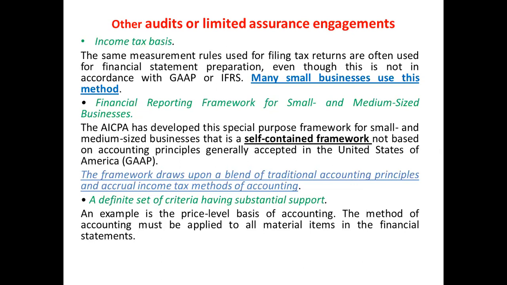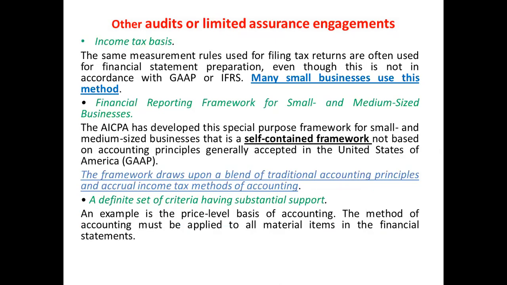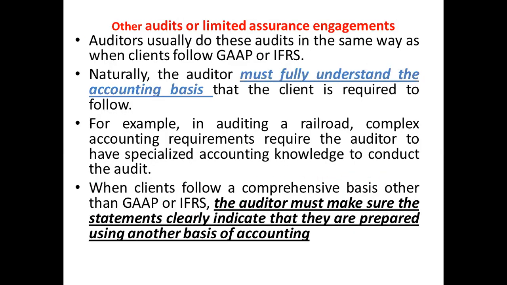Regarding other audit or limited assurance engagements, the first type of this engagement is when the auditor audits the financial statements, or evaluates their fairness, based on another comprehensive basis. For example, cash basis, certain requirements of a regulatory agency, income tax basis, or the framework presented by the AICPA for small and medium-sized businesses.